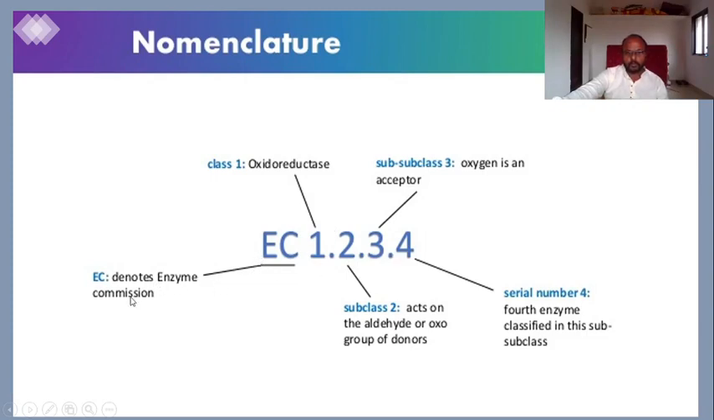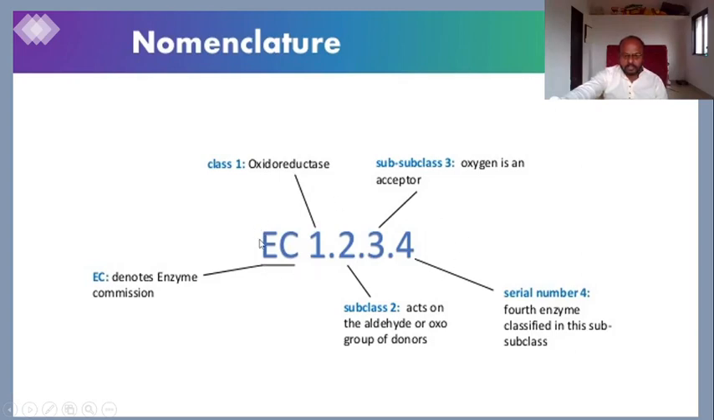EC means enzyme code. First, it indicates the major class, class number 1, which is oxidoreductase. The second digit, subclass 2, acts on the aldehyde or oxo group of the donor. The third number indicates the sub-subclass number 3, where oxygen is the acceptor, and the fourth digit indicates the serial number, that is, the fourth enzyme classified in this subclass.